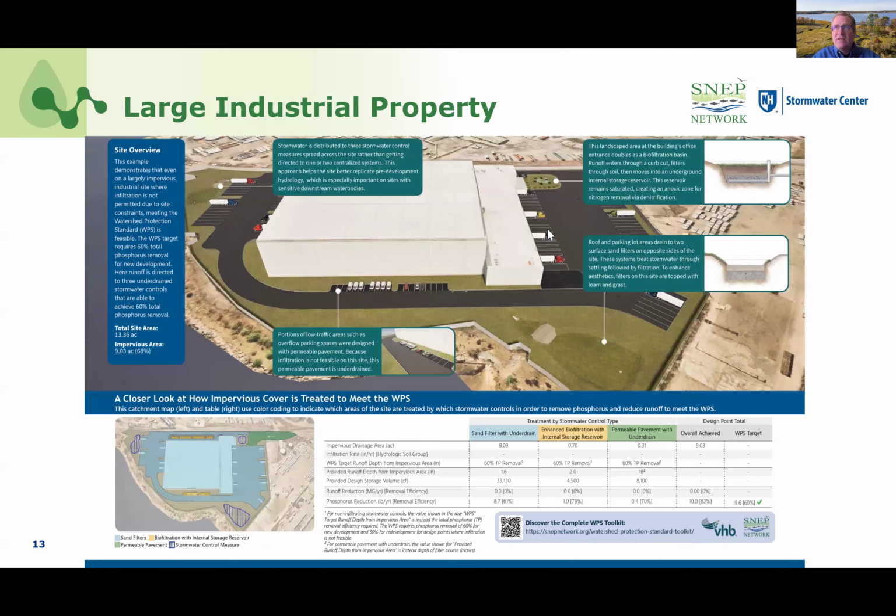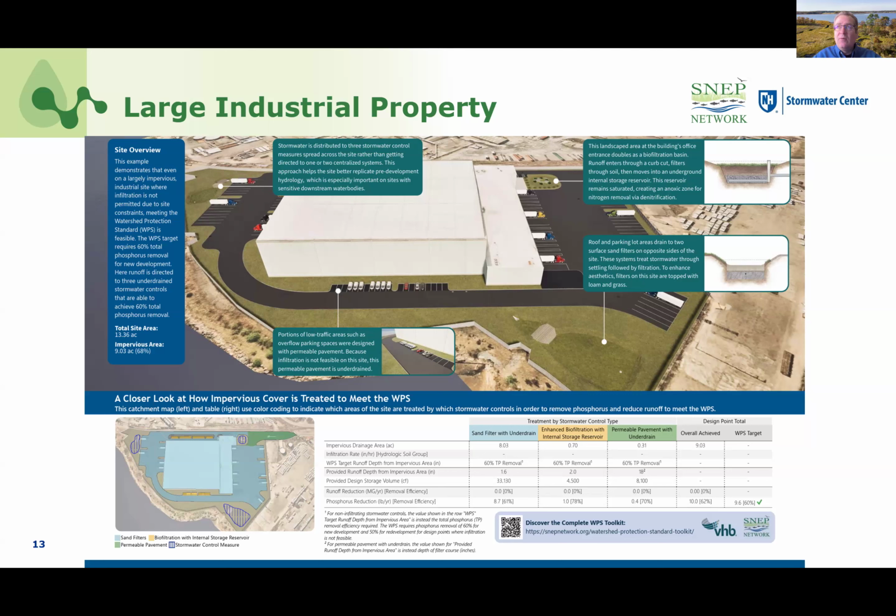And then in a large industrial property, again, an example of a range of different controls. And here, the difference being on a large industrial property, maybe it's an area of high potential pollutant load, or an industrial area that handles a lot of hazardous materials, and we don't want infiltration on this site. That still fits within the framework.